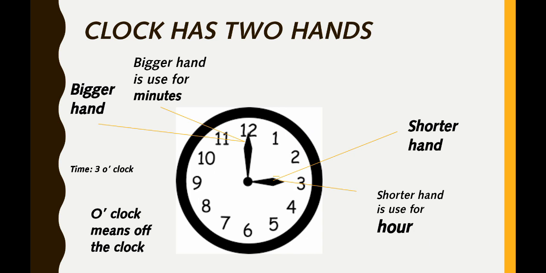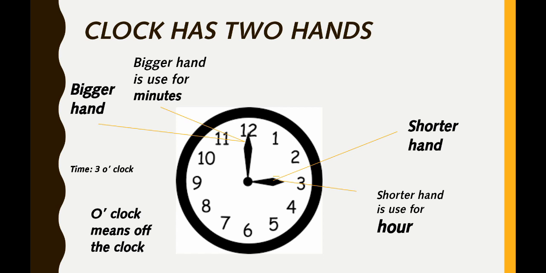Let's learn about it. Every clock has two hands, the bigger hand and the shorter hand. The bigger hand is used for minutes. The shorter hand is used for hour. So, o'clock means off the clock.